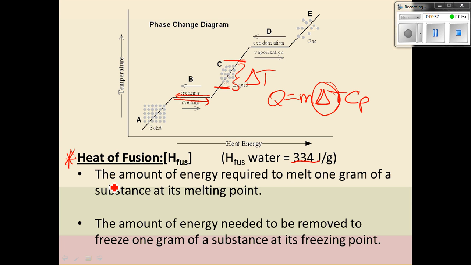So heat of fusion is defined as the amount of energy required to either melt 1 gram of a substance that's already at its melting point, or the energy needed to be removed in order to freeze 1 gram of a substance that's already at its freezing point. The key is that there can't be any temperature change anymore, so it has to be at its melting point or freezing point already. We can't have any temperature change.